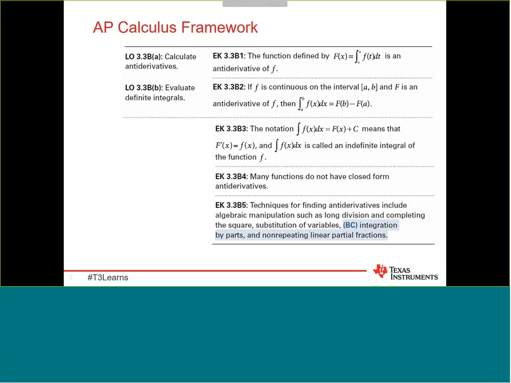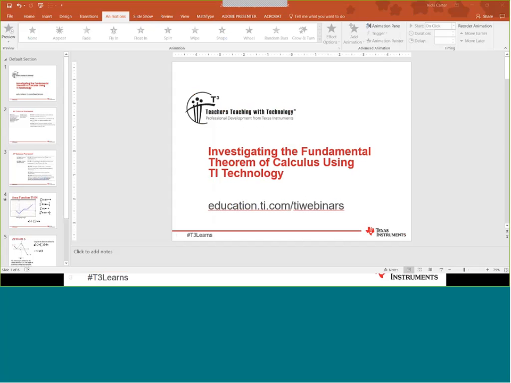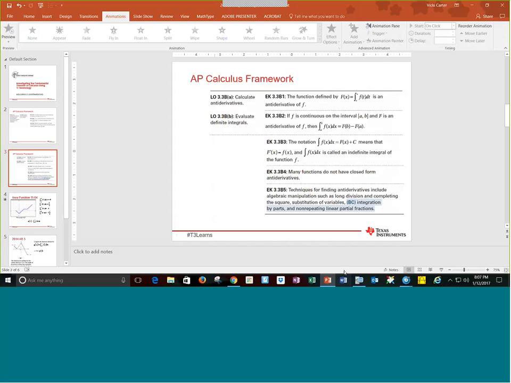The last EK is just techniques that actually fall under this particular learning objective. And just as a reminder, anything that's highlighted in that grayish blue is actually a BC topic. So those are our framework questions. And so now what we want to do is I am going to move to the TI-84.